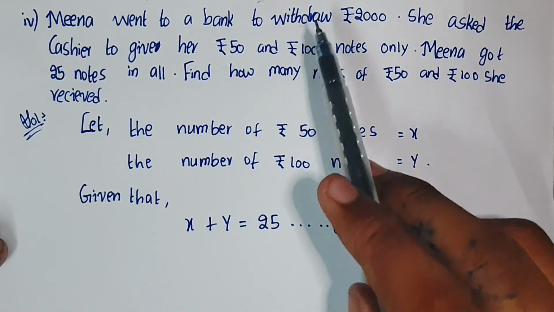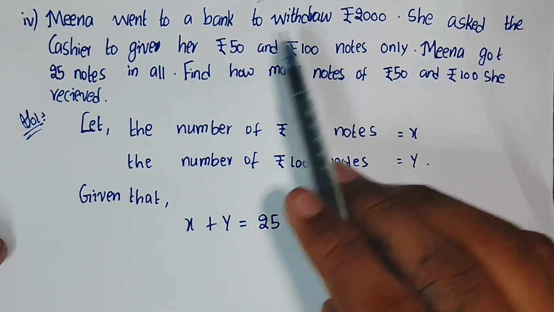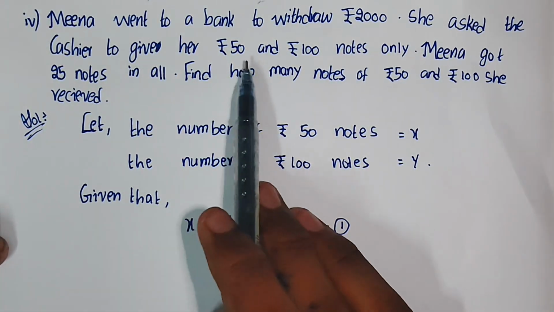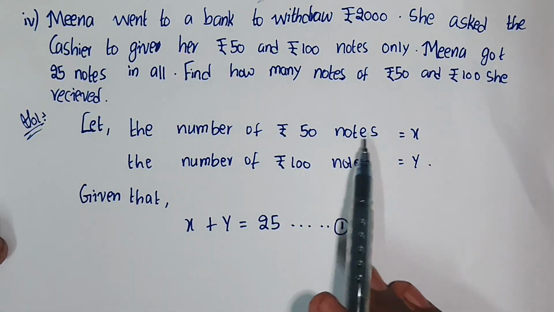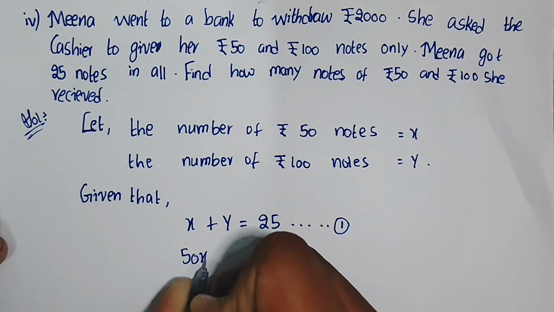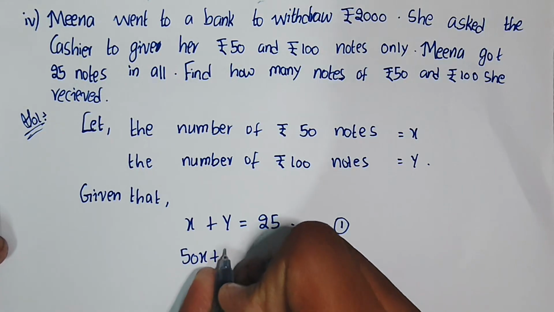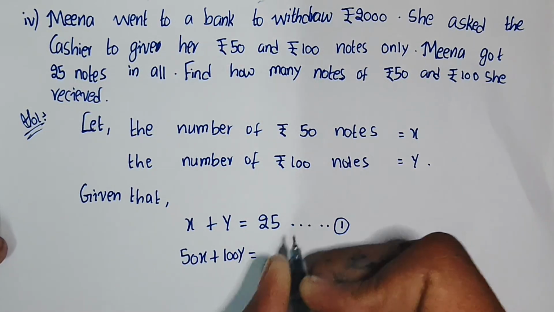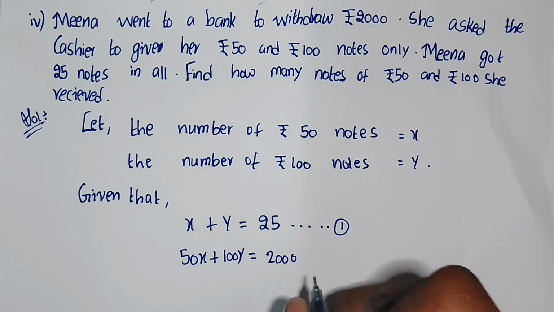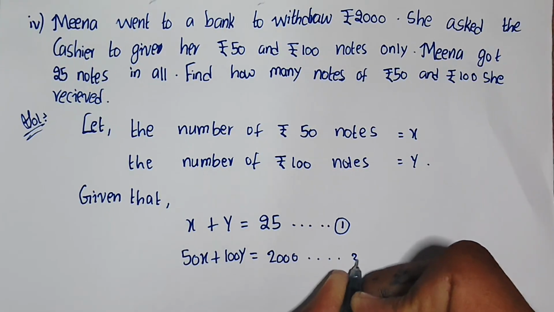By withdrawing money, she got only 50 rupee notes and 100 rupee notes. So 50 into the 50 rupee notes, what we think? x. So 50 into x, 50x, plus 100 into y, 100y, equals 2000 rupees. I am taking this as equation 2.